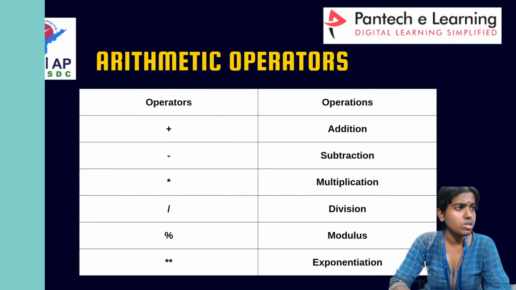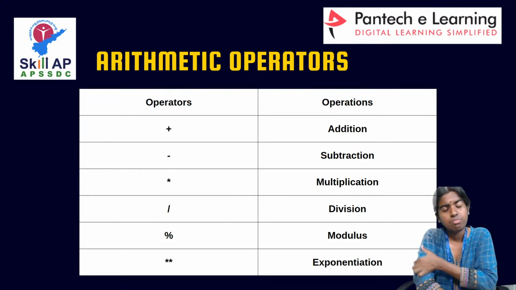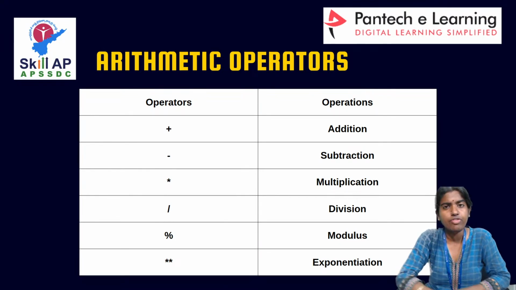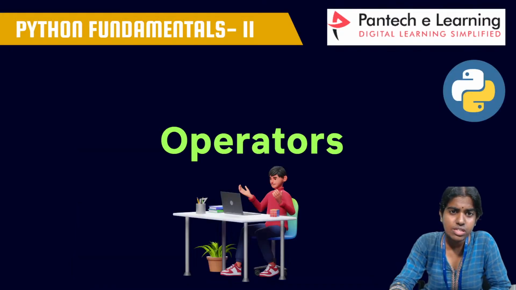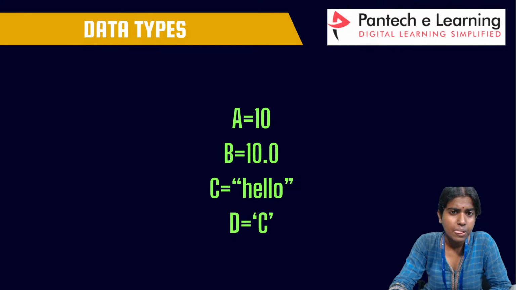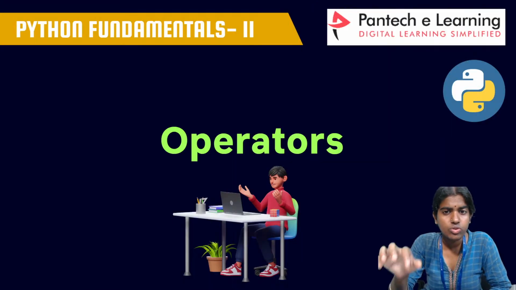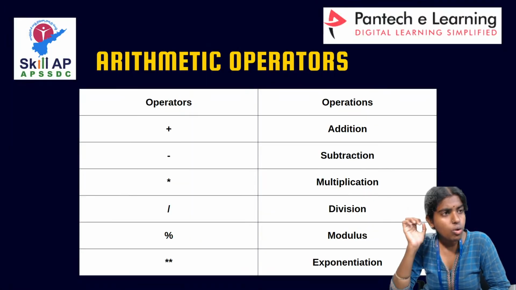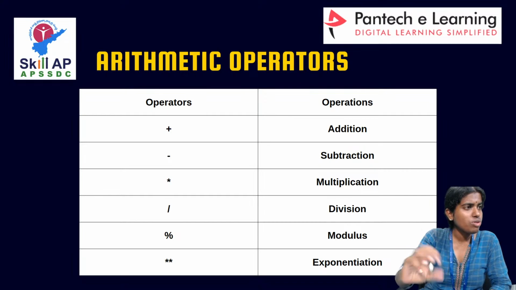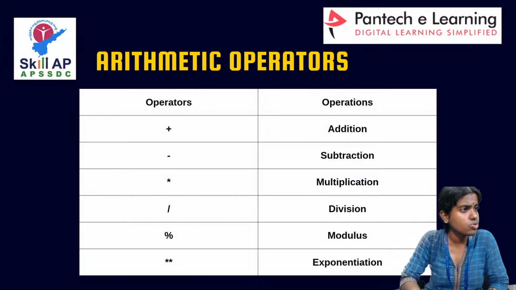So next I am going to discuss with you about operators. What is the use of operators in Python language? All these are the different types of operators available in Python language. Firstly I was discussing conversion functions and the different data types. Next, operators. What do you mean by operators? I perform some operation on the operands and get the relevant results. That is the main use of operators.